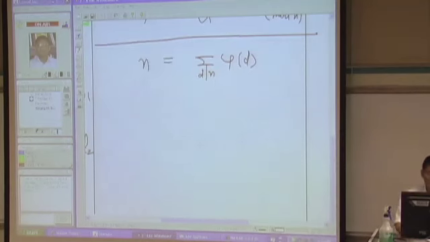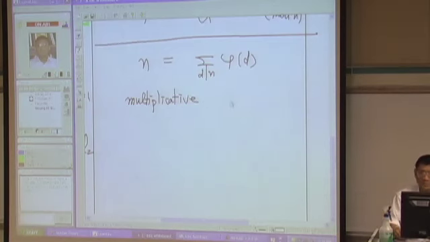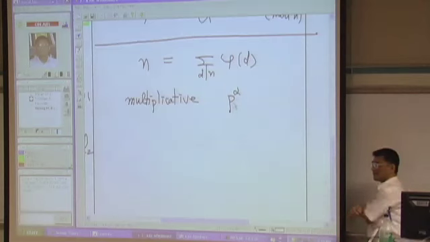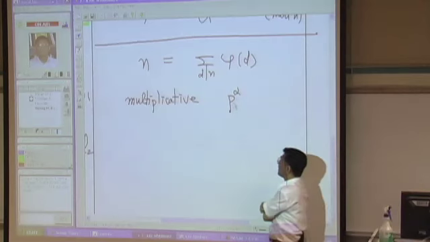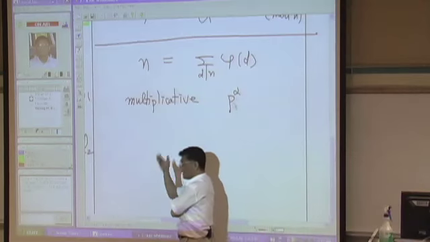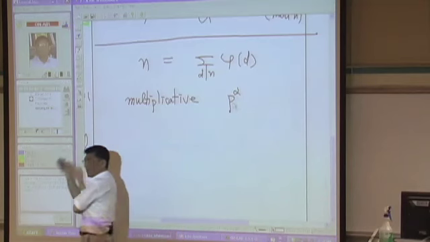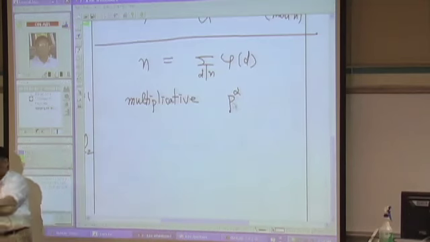How did I prove it? I used that the function is multiplicative, right? Then I don't have to prove it for general n. I only need to prove this for p to the power of alpha, right? When it is p to the power of alpha, I proved it using telescopic cancellation.